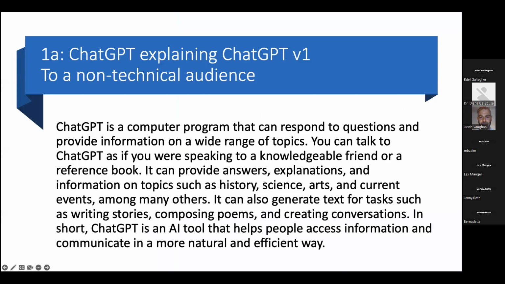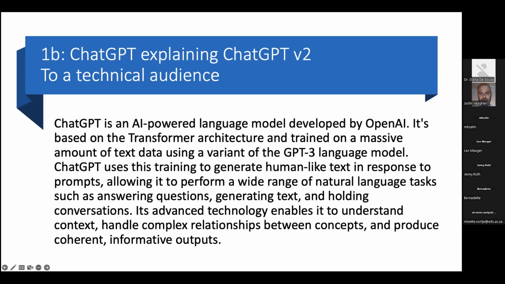So this is the question prompt that we asked ChatGPT first of all. Can you explain what ChatGPT is, but we want you to do this for a non-technical audience. So you can see the answer there. It's fairly straightforward. I think it would give a brief overview, not dissimilar to some of the things that we might see on Wikipedia. I would quibble with that last sentence. Does it help people communicate in a more natural and efficient way? But let's see what happens next.